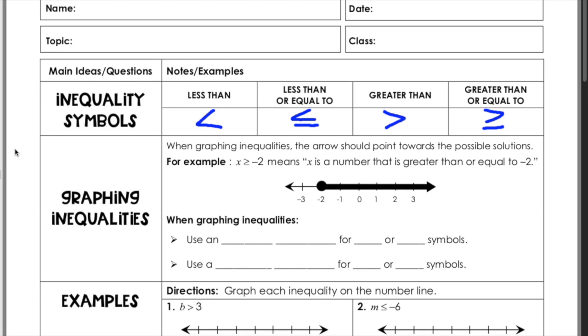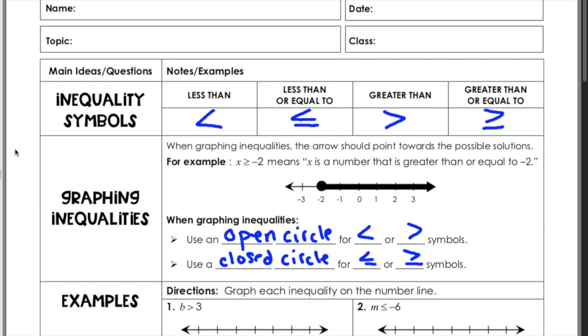So we use an open circle for less than or greater than symbols, and we use a closed circle for less than or equal to, or greater than or equal to. And this is just to show that it can be that number. So you close the dot to represent that it can be that number. Like in the example above, it's a closed circle because it can be -2.